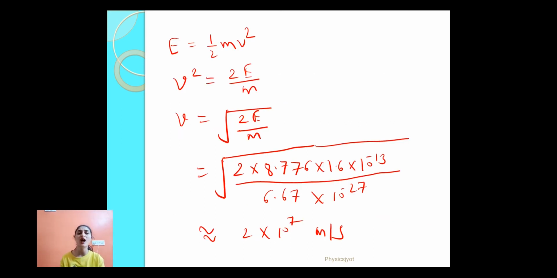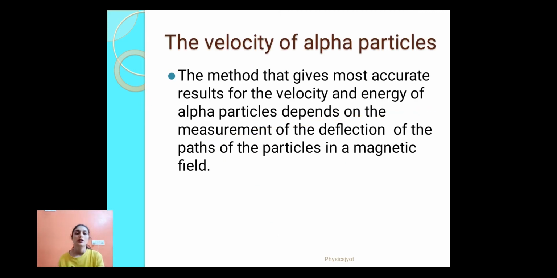So E equals to half mv square, that gives v square equals to 2E by m. So taking square root of both sides, that is how we get v equals to under root of 2E upon m. Just substitute the values and the answer which you will get is approximately of the order of 2 into 10 raised to 7 meter per second. Just try it out. Now let us start with the new topic, that is velocity of alpha particles.